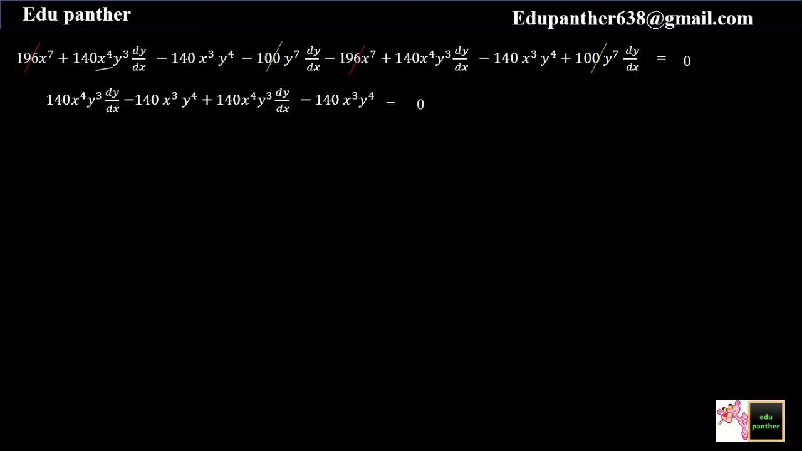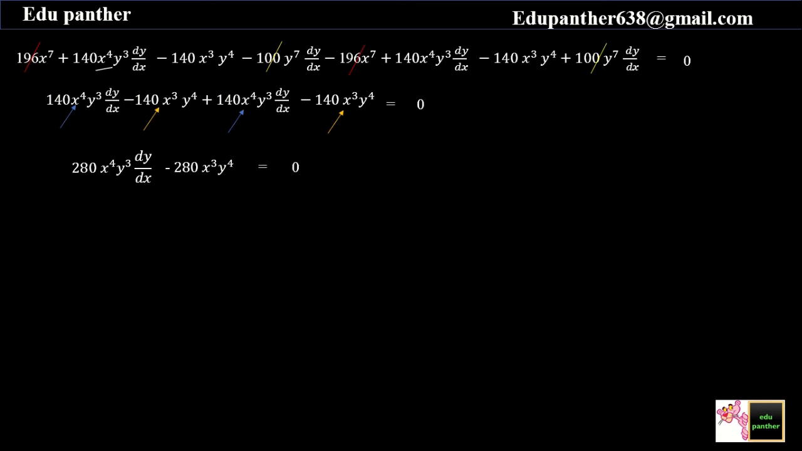Now we'll see whether we can add any terms or not. If we concentrate here, this term 140 times x raised to 4 into y cube dy by dx, and similarly here also 140 x raised to 4 y cube dy by dx. If we add these two terms, we'll get 280 times x raised to 4 y cube into dy by dx. Similarly, this minus 140 x cube y raised to 4 and this minus 140 x cube y raised to 4. So after addition we'll get minus 280 times x cube y raised to 4 is equal to 0.